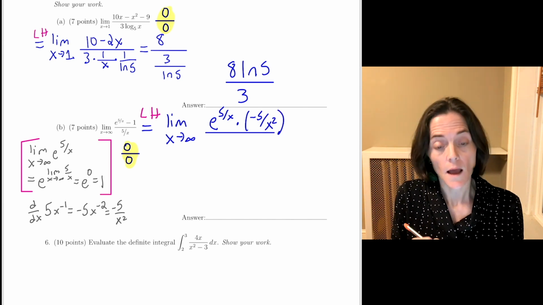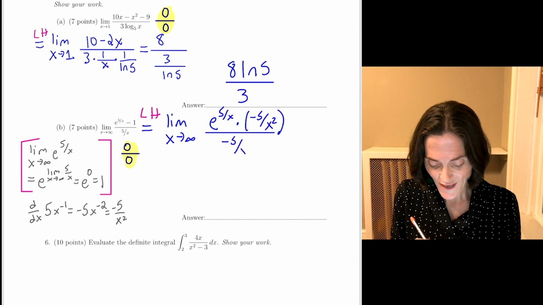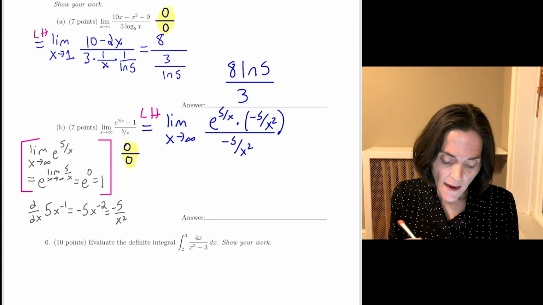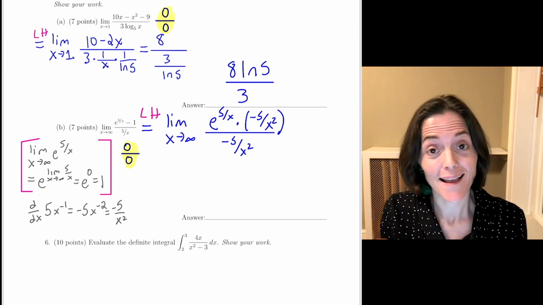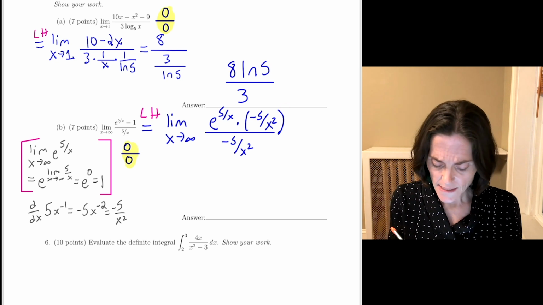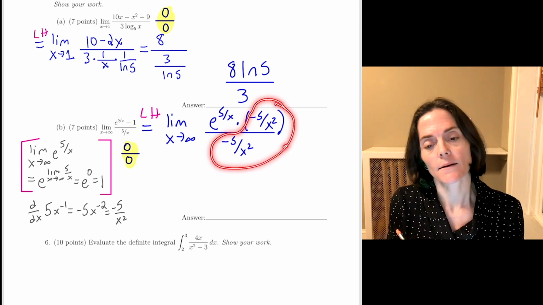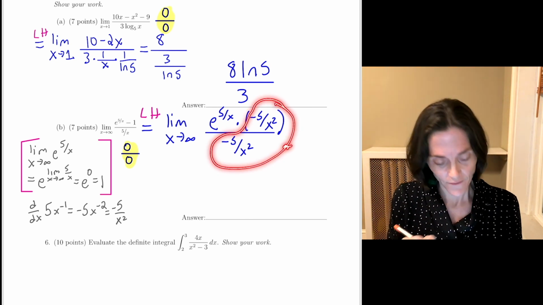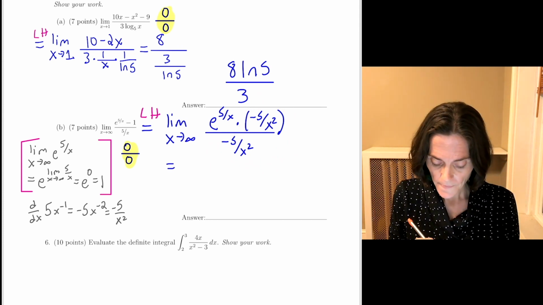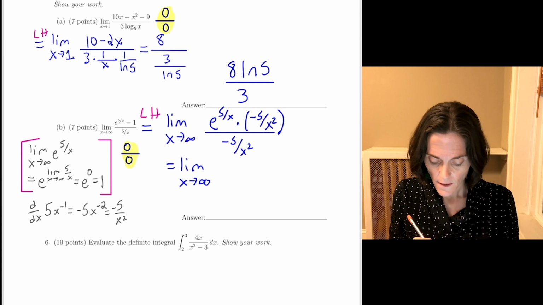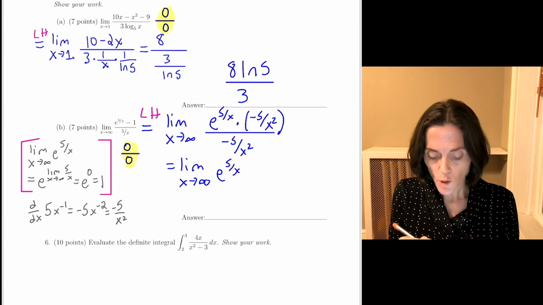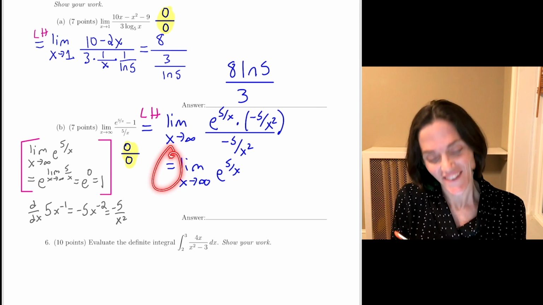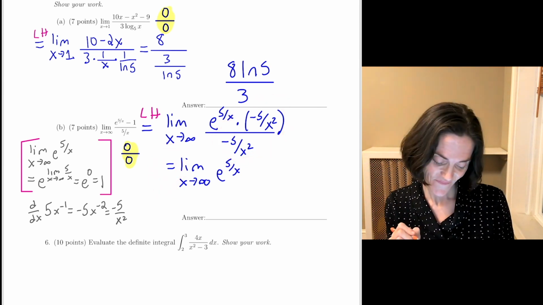Now differentiate the denominator. We have minus 5 over x squared. But you see now, this next equals is not L'Hopital's rule, because I have the same thing in the numerator and denominator, I can just cancel them off. So this will be a limit as x goes to infinity of e to the 5 over x. So we don't mark this LH. That was not L'Hopital. I just canceled these off.